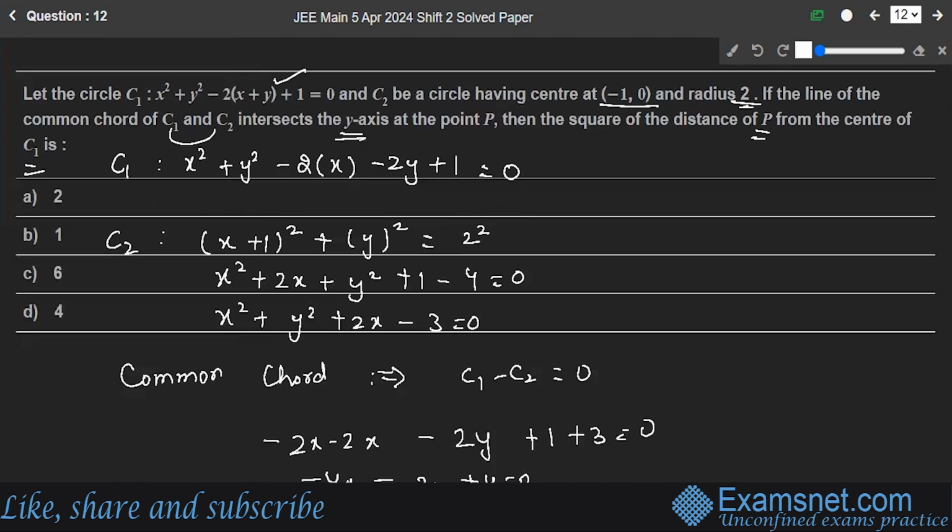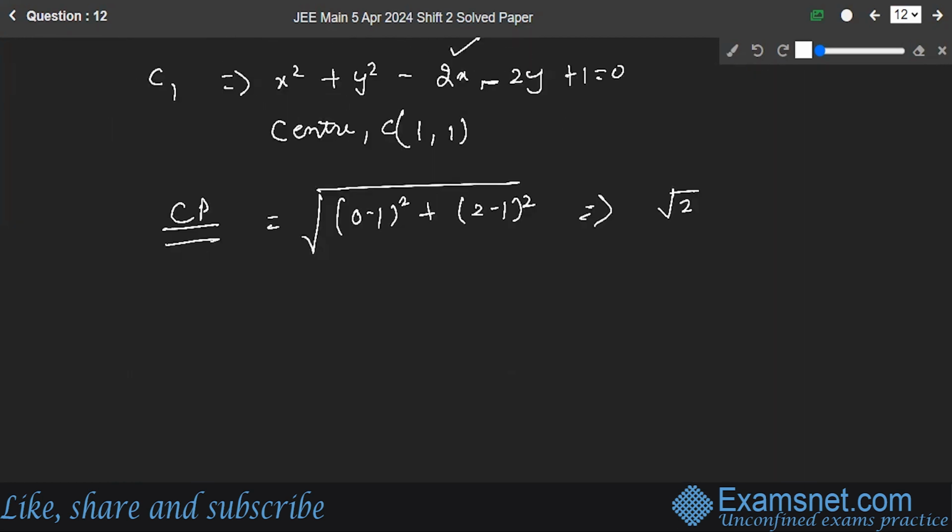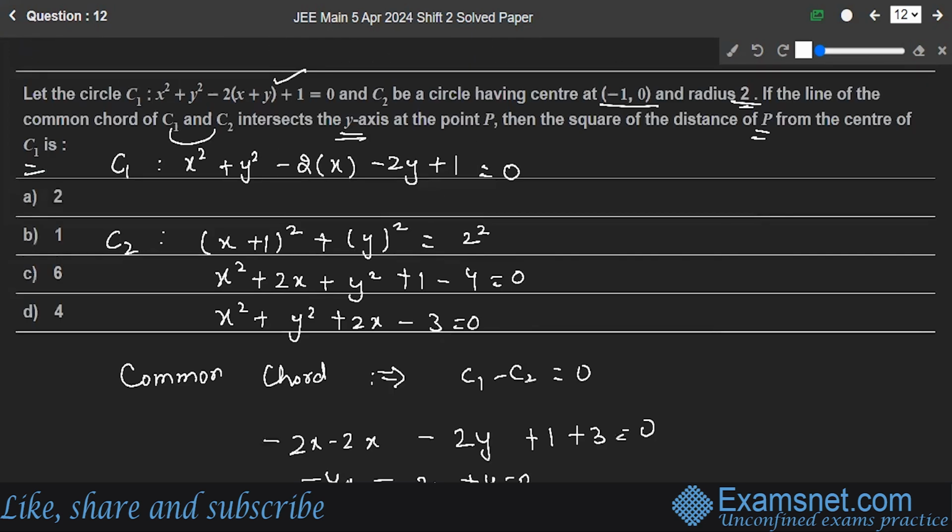Now you have to find out the square of it. So the square of it is equal to 2, sorry. That is, the first option is the right answer. Hope you got that. Let's move to the next question.